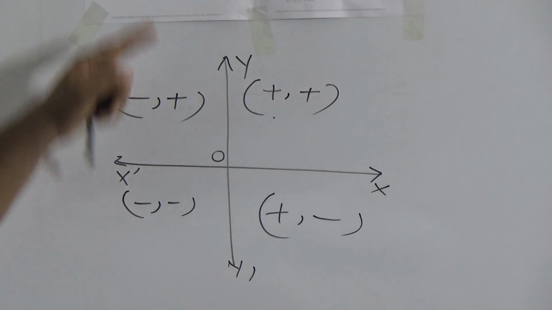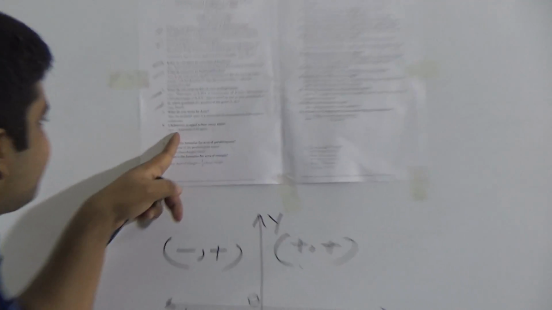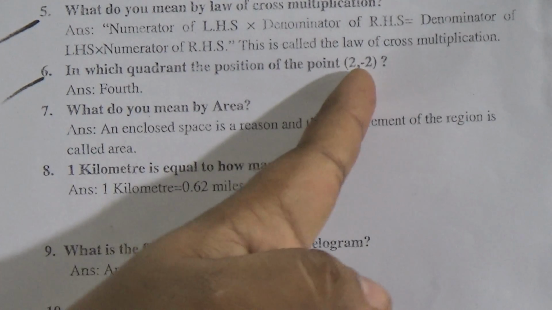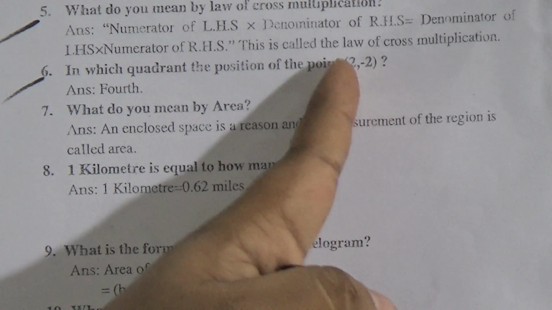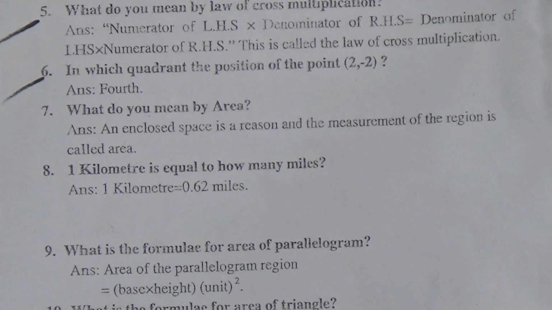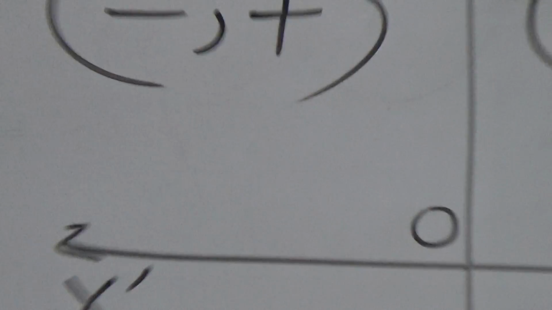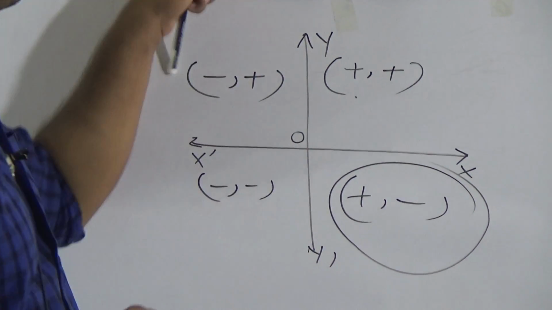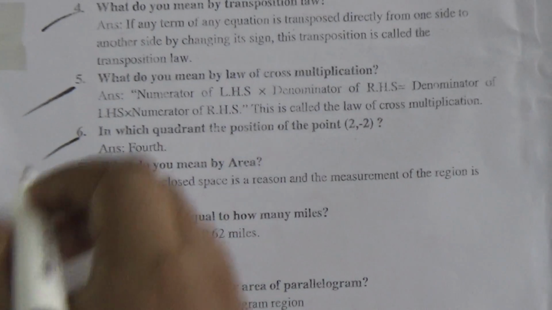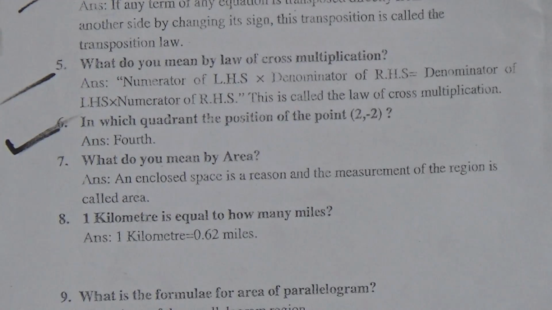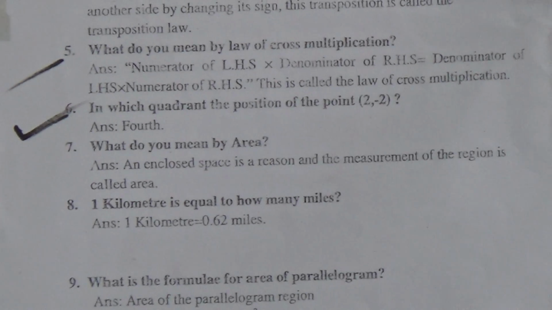My dear student, notice, in which quadrant is the position of (2, -2)? Here the first one is plus and the second one is minus, that means plus minus. Which quadrant? Notice this quadrant, plus and minus. So fourth quadrant. So the position of (2, -2) is in the fourth quadrant. I hope you have understood question number 6. Next we shall solve question number 7.